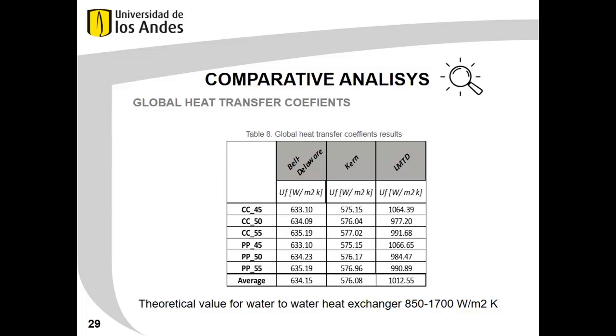Finally, the global heat transfer coefficients of the three methods used are shown. In here, it's easy to analyze that the KERN method possesses the lowest global heat transfer coefficient. Contrary to this, the log mean temperature difference method has the highest global heat transfer coefficient. Going further in the analysis, BELL-DELAWARE method differs by 37% and KERN method by 43% from the results obtained by the log mean temperature difference method.